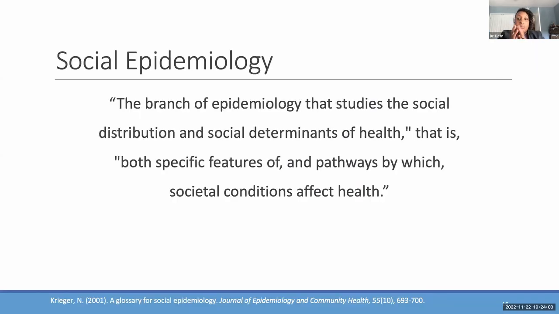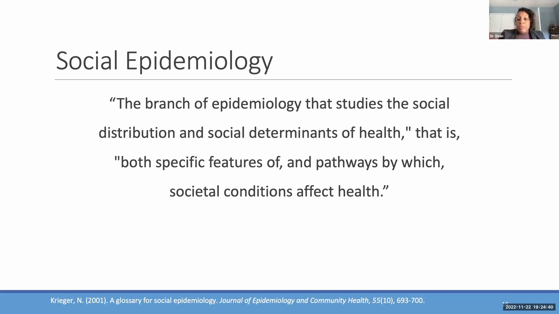So when we think about social epi, we call it the branch of epi that studies the social distribution and social determinants of health. And that is what we would say are both the specific features of and the pathways by which societal conditions affect health. And we don't just think about this at the individual level. In fact, it implicates looking across levels, for example using multi-level modeling or other approaches to fully incorporate and distinguish the contributions of things that happen at levels outside of the individual.